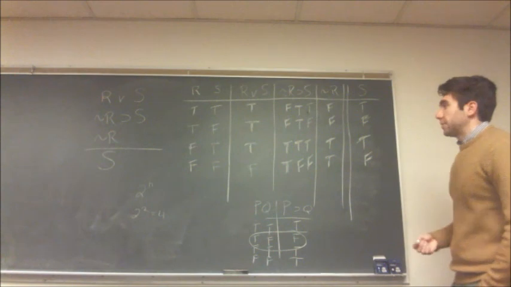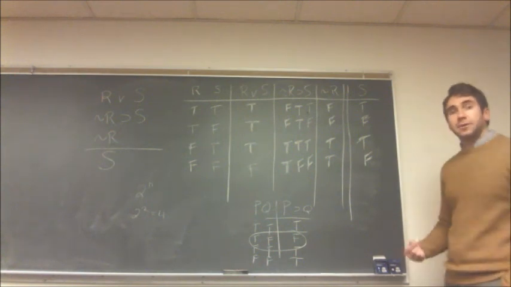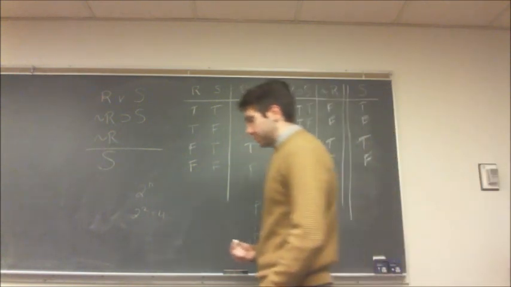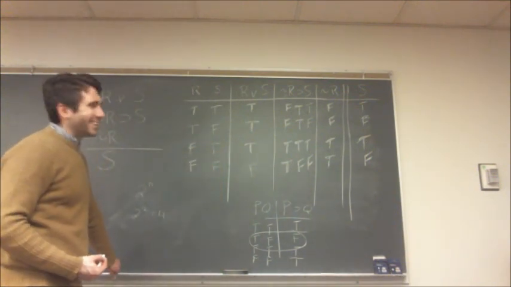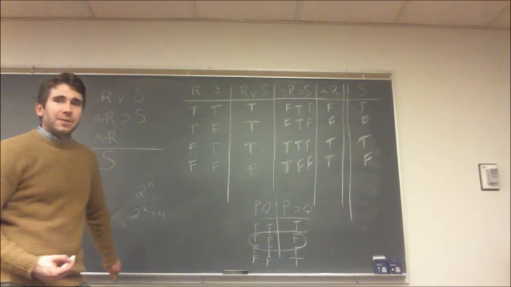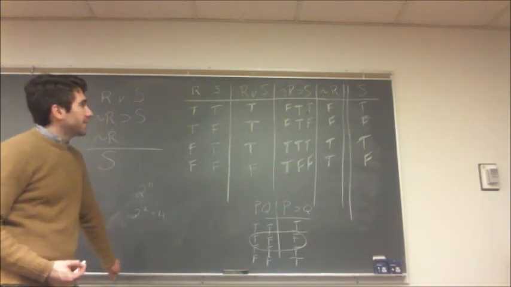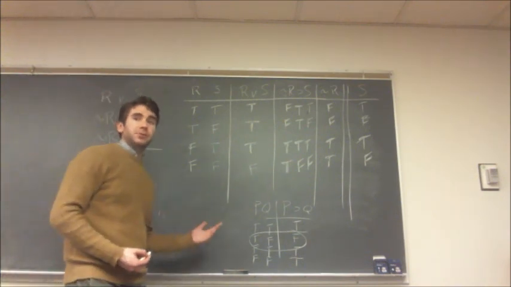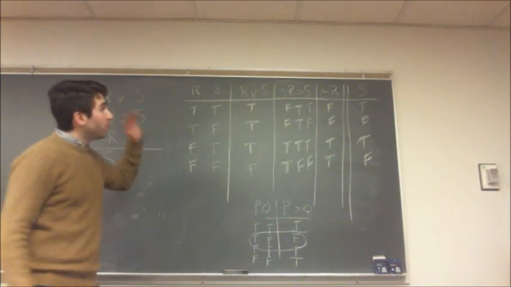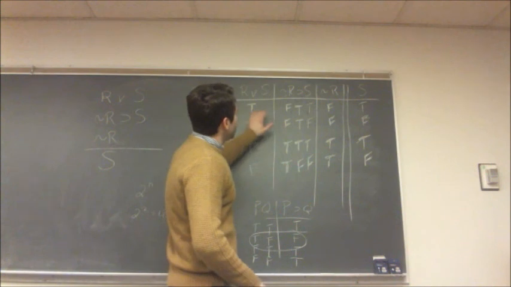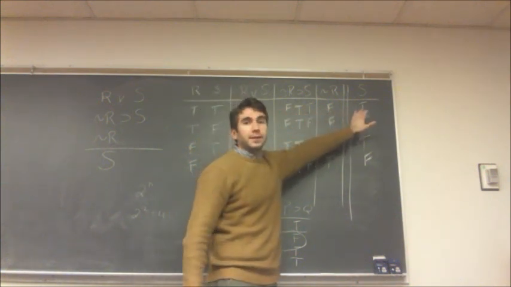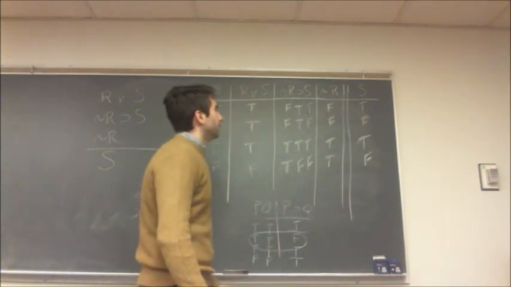Okay, so question: is this argument valid or invalid? Remember that the argument's invalid just in case it's not valid. When is the argument valid? That's just in case it's not possible for the premises to be true and the conclusion false at the same time. So what we're looking for is a case where all of the premises are true and the conclusion is false at that row.